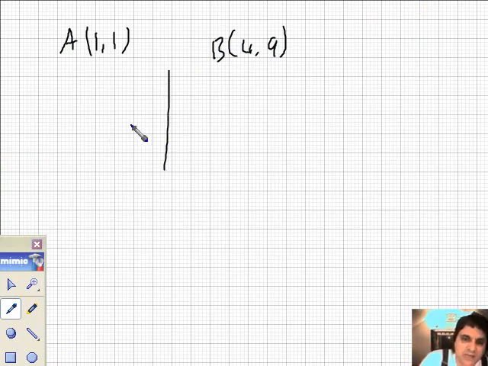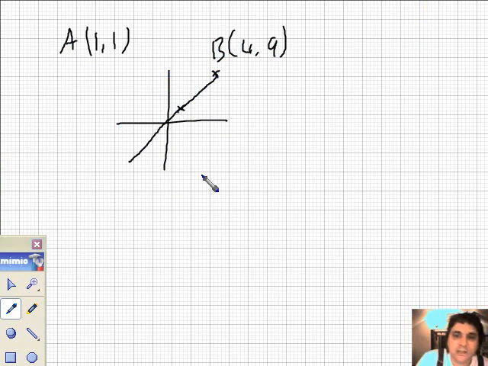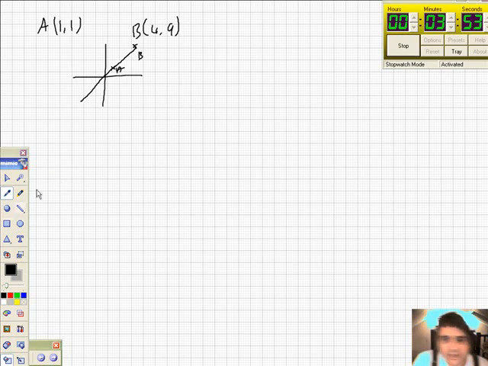So again, rough sketch if you really want to do that. So 1, 1's about there, 4, 9's about there. I'm only guessing. There you go. There's your line. There's your A. There's your B. Now, gradient. Here's a great way to calculate gradient if you want to.